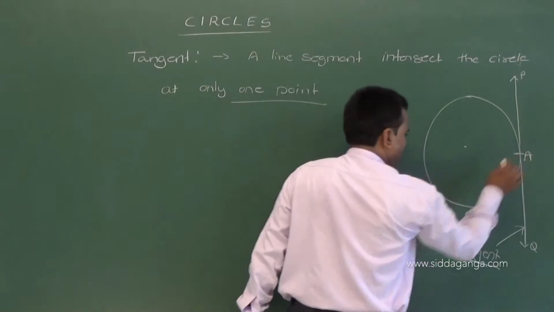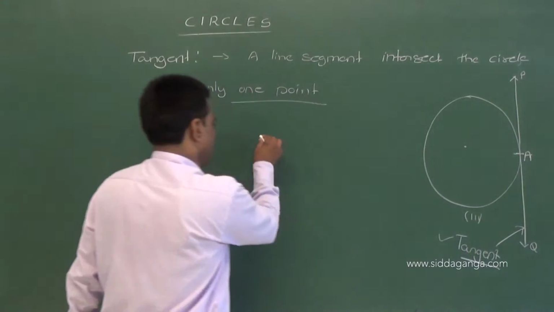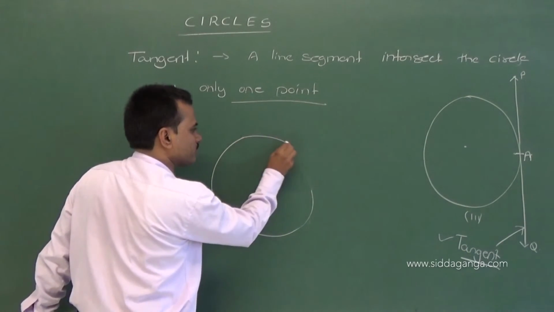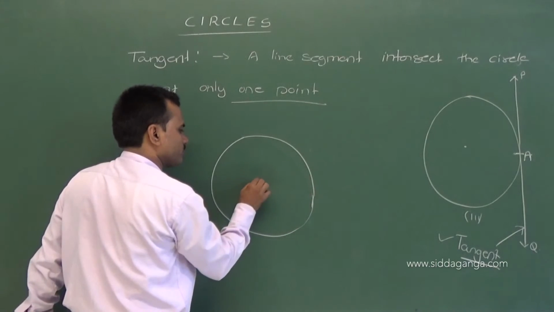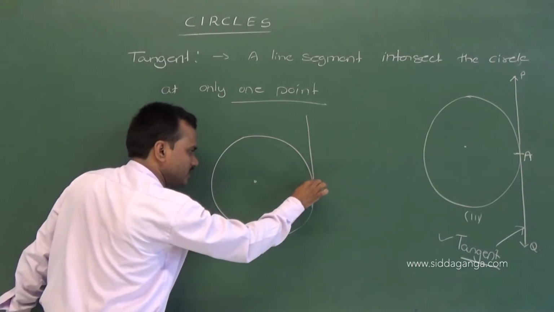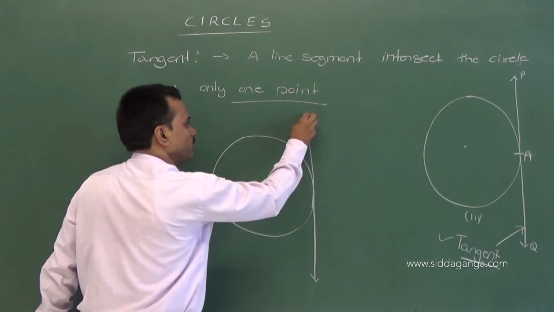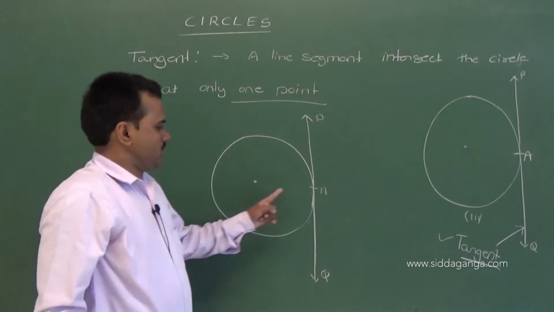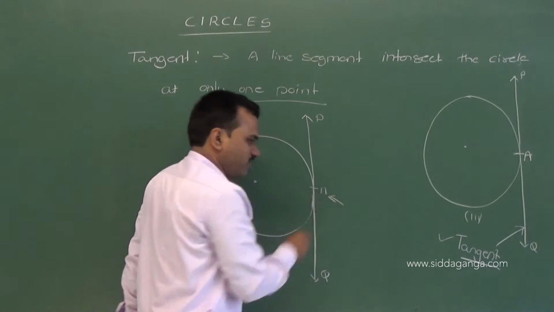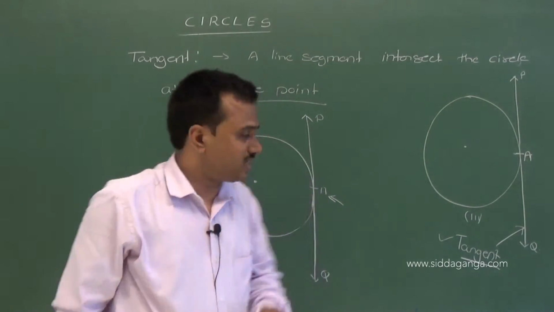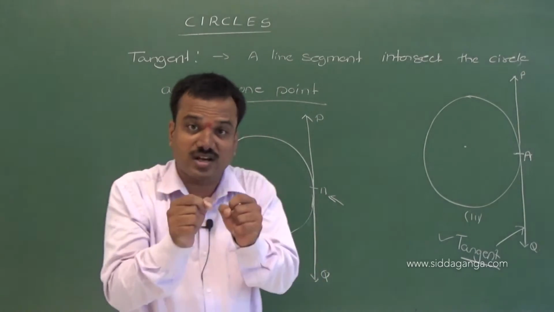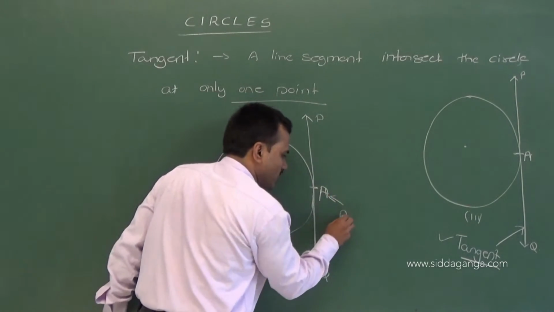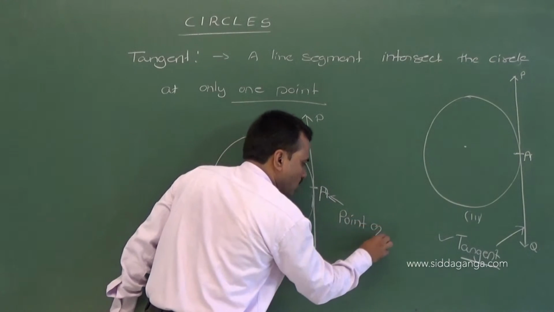I have written one more diagram here. This is the line segment intersecting at only one point. The point is A. This is where the circle and the line meet. That point, here it is point A, we call the point of contact.